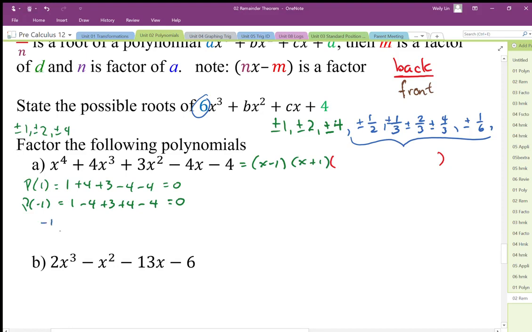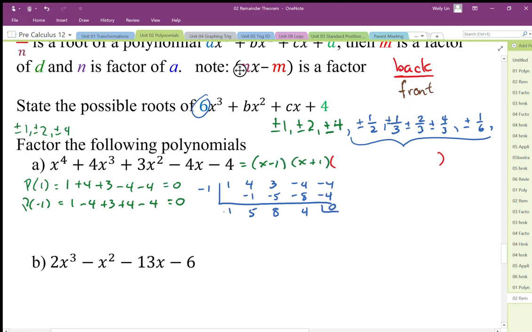I'm going to start with negative 1. Actually I'm going to move that over here because I'm going to do layered synthetic division in this case. So I've got negative 1, my coefficients are 1, 4, 3, negative 4, negative 4. This becomes 8, negative 8, positive 4, negative 4, I get a remainder of 0. Now, if you don't get a remainder of 0 when you divide by one of these factors, there's a problem. Something went wrong getting the factors, because we're claiming these are factors, so they should have remainders of 0.